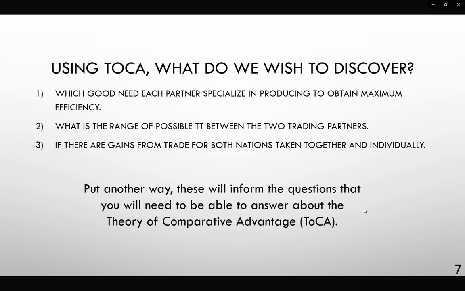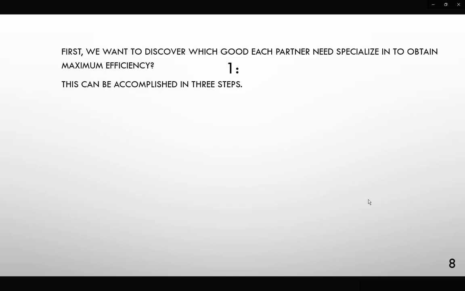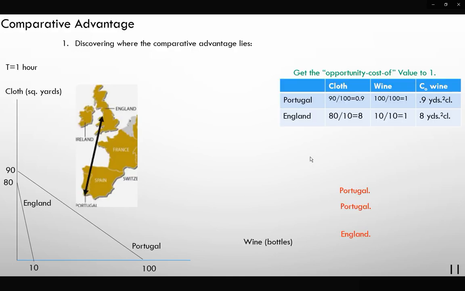Okay, so yeah, assessment stuff here, knowing this. Oops, there we go. So let's start with how we determine who has the comparative advantage.